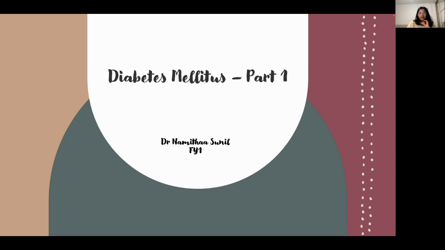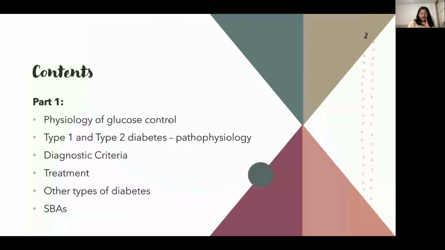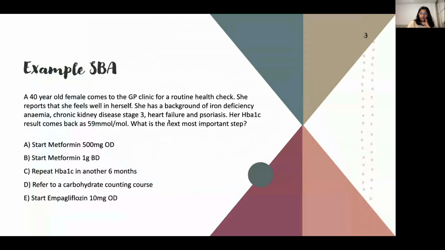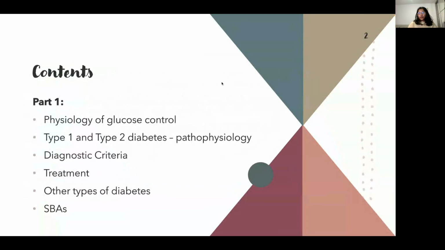So today is going to be part one of the talk because it's such a huge talk. But we're going to go through the following things. We'll first go through normal blood glucose control in a healthy person, so you know what to expect. And then we'll go through what goes wrong with type 1 and type 2 diabetes. Then we'll go through how to diagnose it, the treatment for it, and we can talk through a couple of special types of diabetes before we jump into some SBA questions.